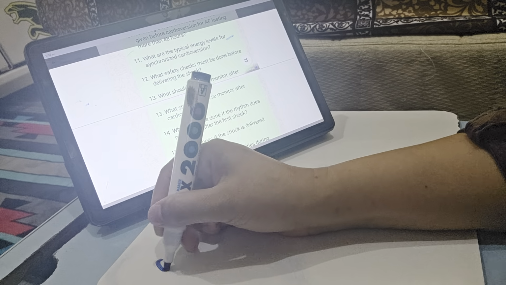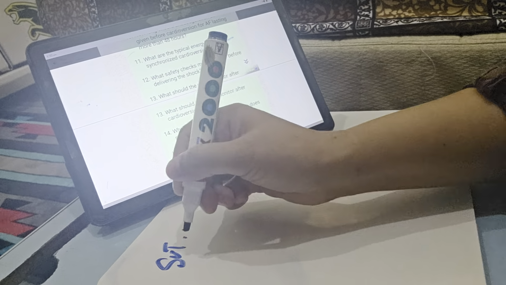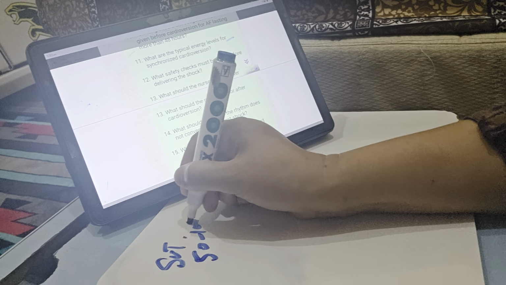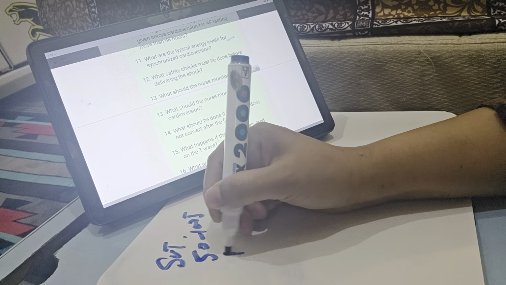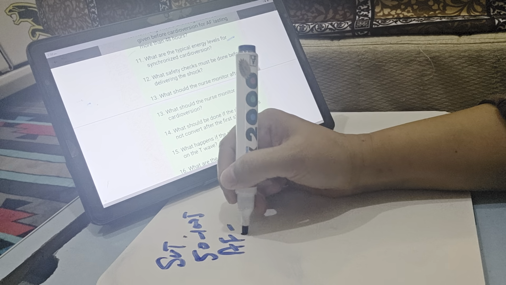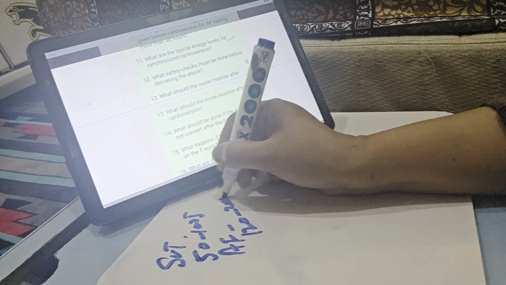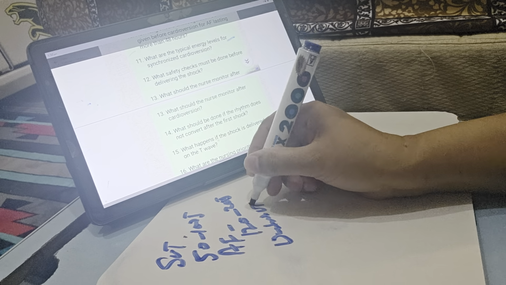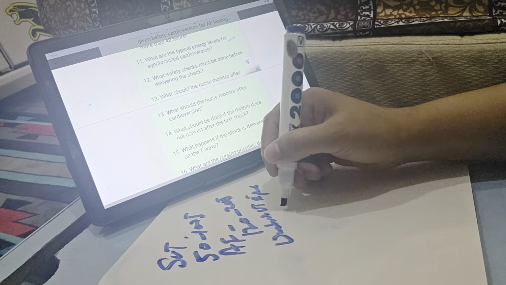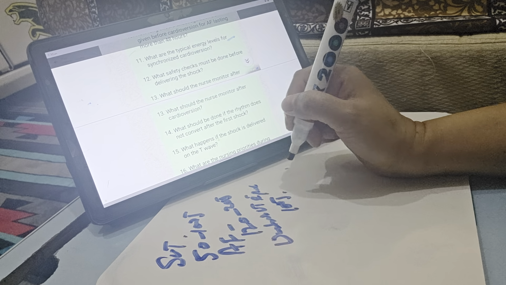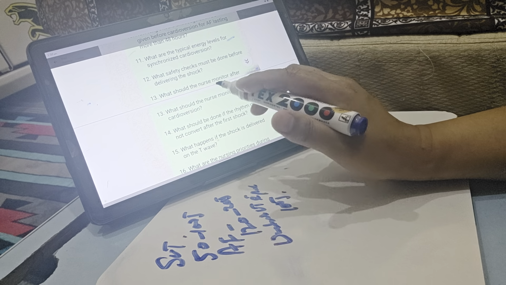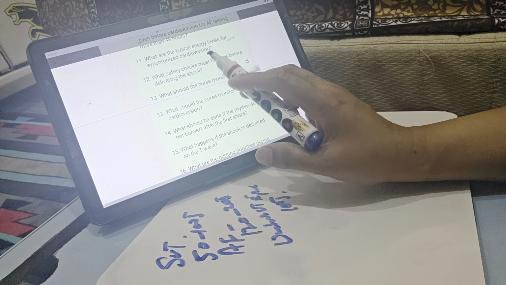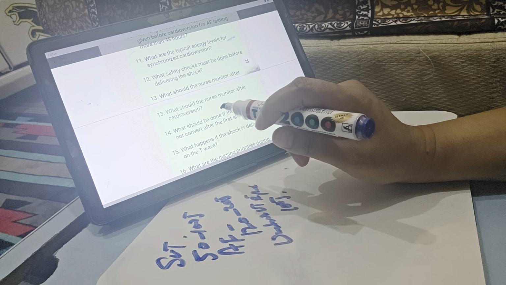So if the patient has SVT, we will use 50 to 100 joules. If the patient has atrial fibrillation, we use 120 to 200 joules. And if the patient has unstable VTach with a pulse, we use 100 joules. So these are the energy levels that we use during synchronized cardioversion.